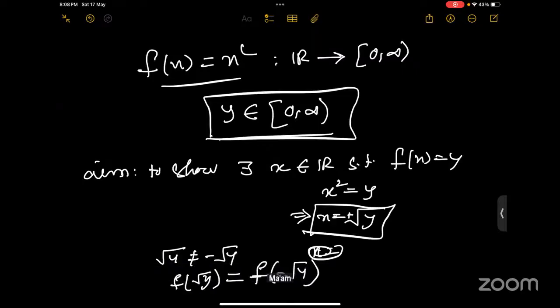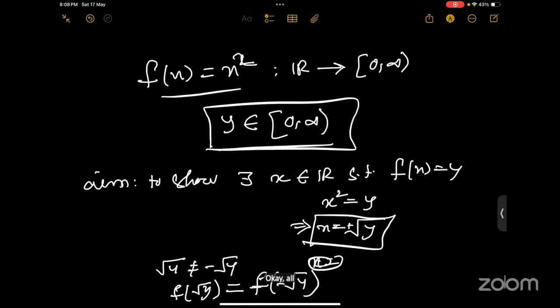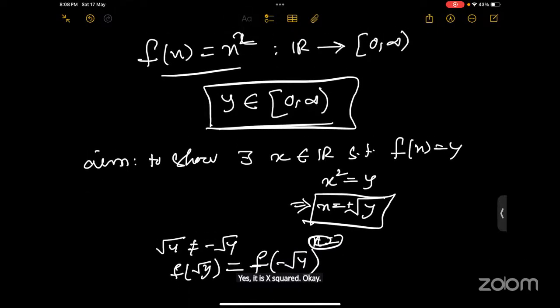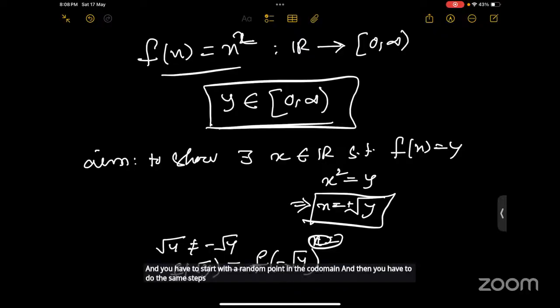Ma'am, so here f of x is equal to x square, is it? What you've written is x square. Yes, it is x square. Okay. So if you want to prove a function onto, you have to start with a random point in the codomain, and then you have to do the same steps. f of x equals y, then you have to find the value of x.